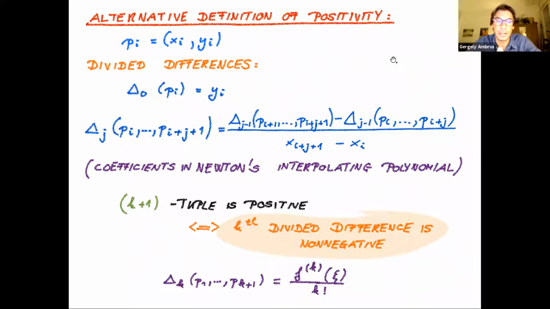And the nice fact is that a k plus 1 tuple is positive if and only if its kth divided difference is non-negative. On the other hand, if the points lie on the graph of a k times differentiable function, then this kth divided difference equals the kth derivative of that function at some point in between, divided by k factorial. So this is an alternate way of defining this positivity, and it is very useful because one can actually calculate these divided differences and work with them. It gives the possibility for algebraic computations, working with algebraic polynomials, really.